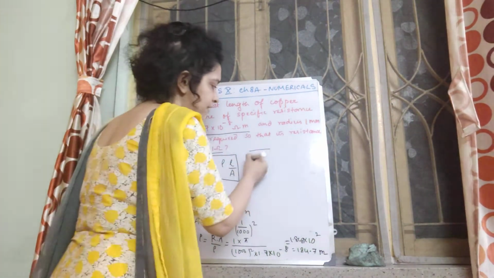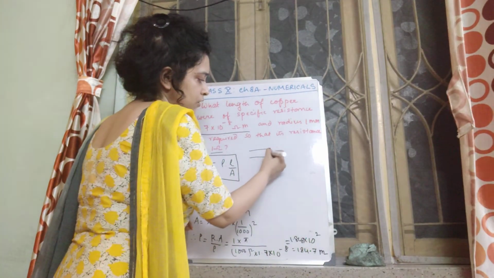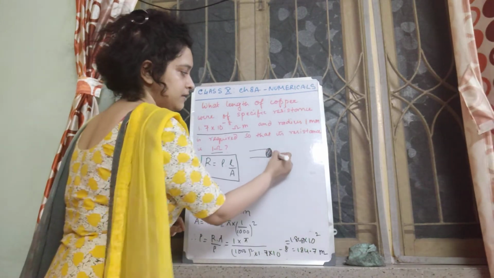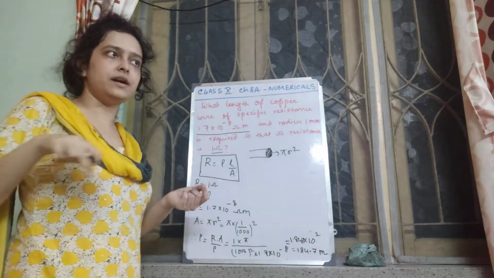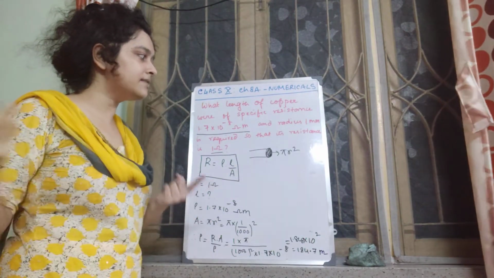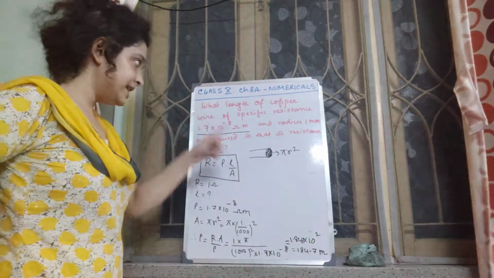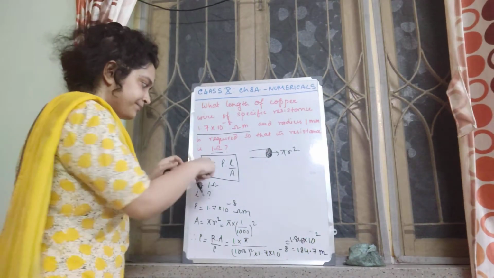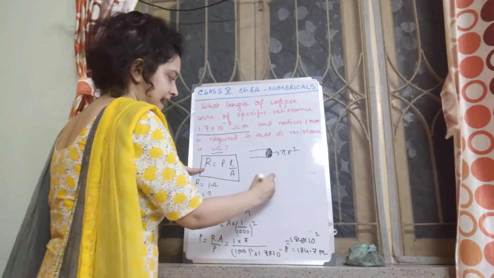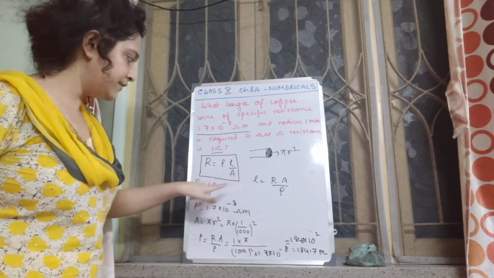Now if you have a wire, this is the area of cross section. What will be the area of cross section? Pi r square. Simply circular area. So the area of cross section is pi r square, where r is the radius. That is why here radius is given. Now R is given, 1 ohm. So can I find L as R into A by rho? Right? R is given, 1 ohm.